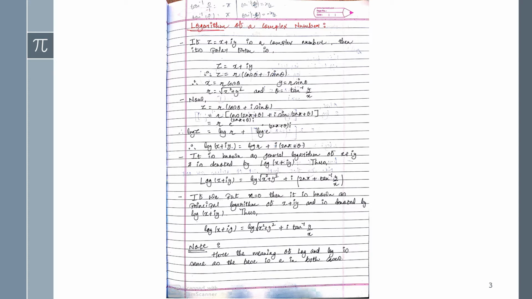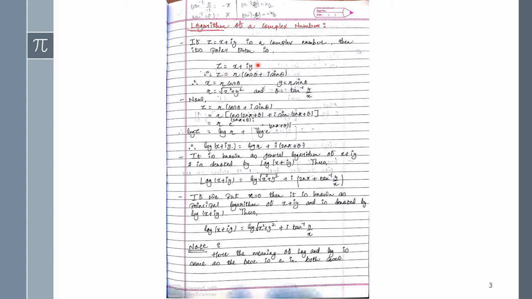So starting with the notes guys, here I've written: if z equals x plus iy is a complex number, then its polar form is, okay, so we have z equals x plus iy, and I am converting this function into the polar form, and that you know very well now, because on the very first day we did this formula, and in that session we used x equals r cos theta and y equals r sin theta.